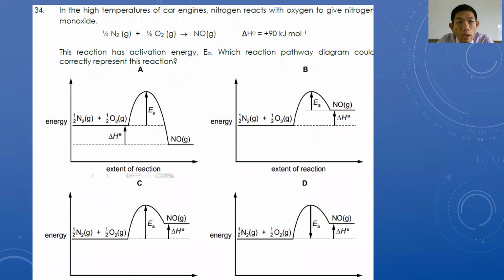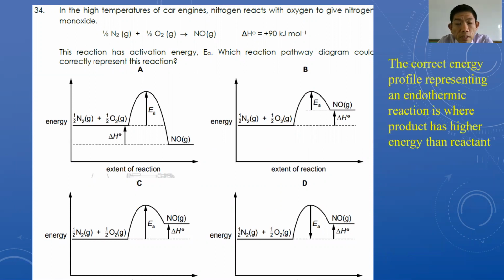Then we have 34. In the high temperature of a car engine, nitrogen reacts with oxygen to give nitrogen monoxide according to the equation. The reaction has activation energy Ea. Which reaction path diagram could correctly represent this? Since this reaction is an endothermic reaction, the reactant must be lower than the product. So the best answer here will be C.